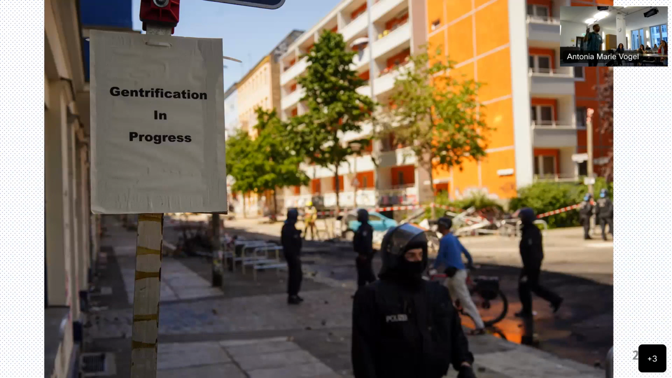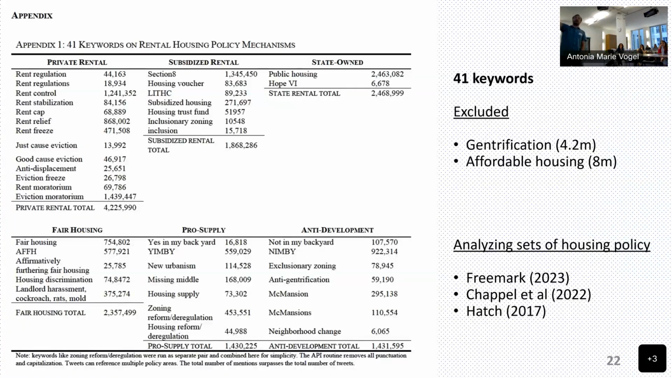This is just a photo in Friedrichshain after a battle over an eviction. But I just mention it because it's a nice photo, and gentrification, you see these kinds of keywords come up in the street. So we exclude gentrification because it's 4.2 million tweets and too vague to fit into one of these specific categories. We exclude affordable housing, which has a specific legal meaning in the US, but also we think it's too vague. So we've constructed these 41 keywords.